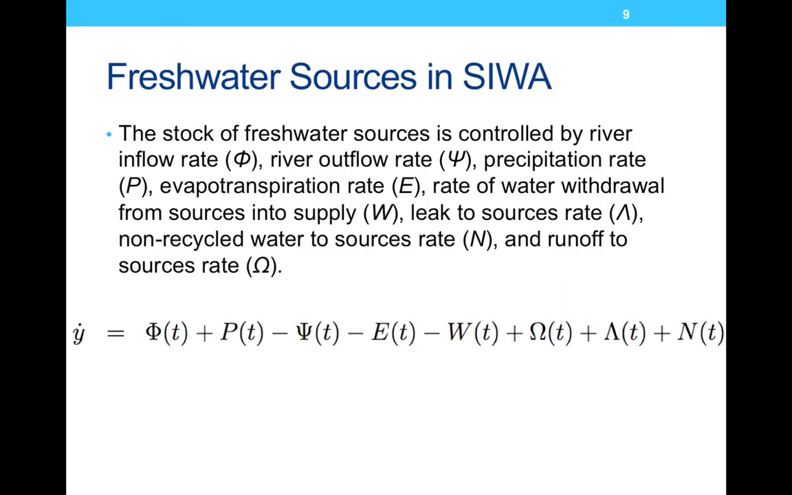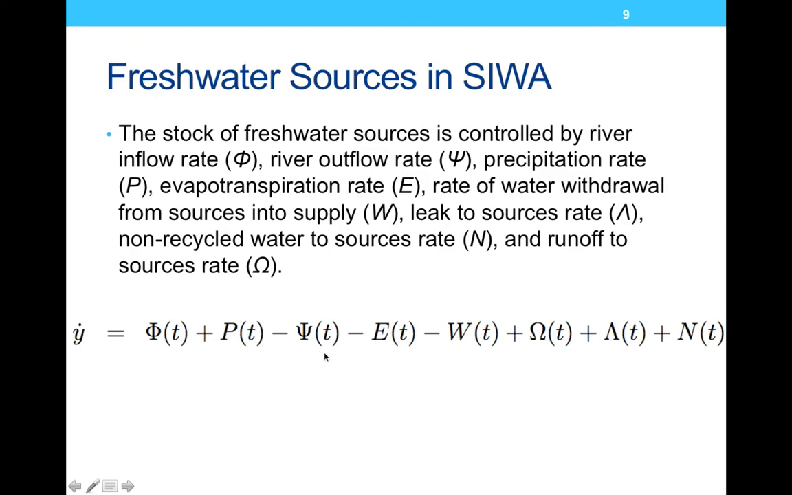Let's look at the freshwater sources in CWA. This is the equation that has the most terms because the sources are going back and forth with positives and negatives. So the stock of freshwater sources is controlled by the river inflow rate, phi, right here. Okay, so river inflow is positive. The river outflow rate, x, which is here, is a negative.